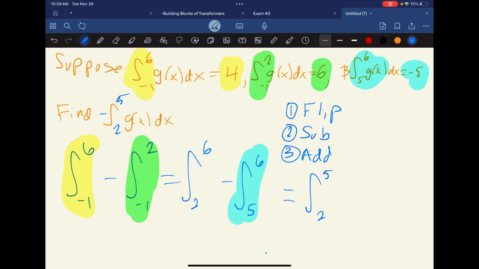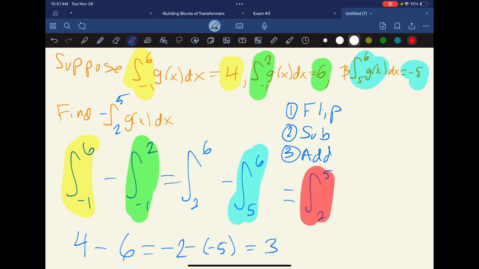So we got negative 1 to 6, which is 4, minus negative 1 to 2, which is 6, which gives negative 2. And then we subtract negative 5 from that. So negative 2 plus 5 is going to give us 3. And 3 is the answer we're looking for, or I guess negative 3, because of that negative sign out front here. So it would be a negative 3.